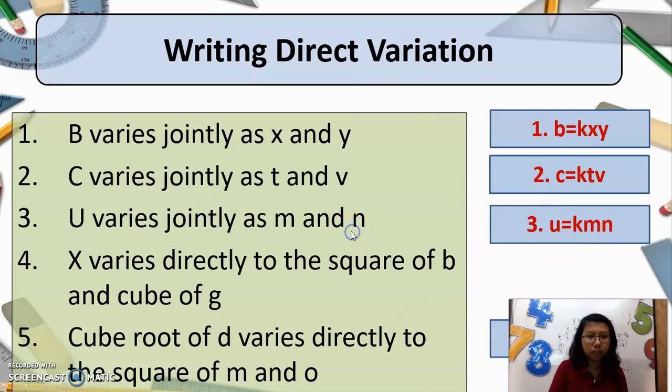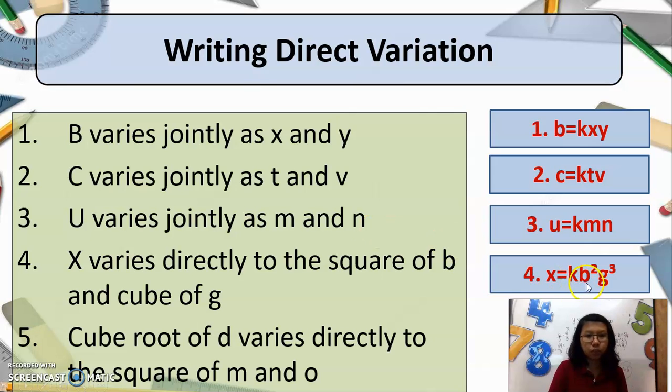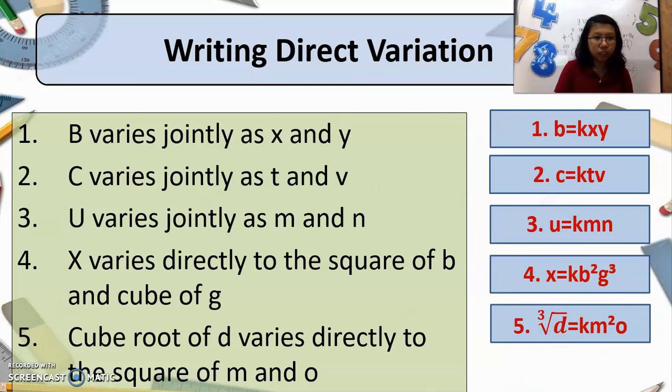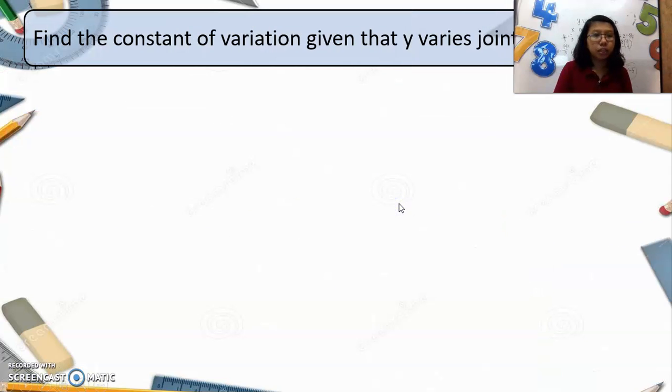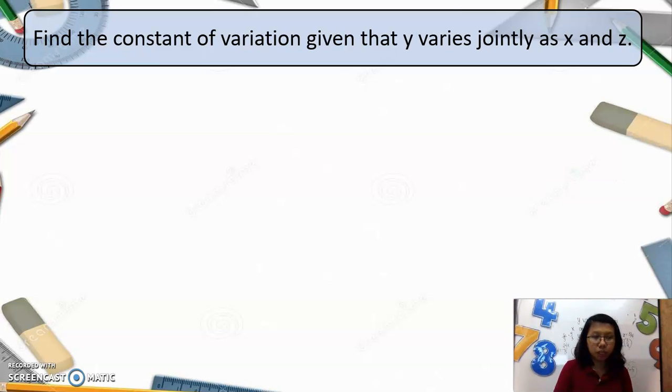And the next one, x varies directly to the square of b and to the cube of g. So square means b squared, and then cube will be g cubed. And the last one, cube root of t varies directly to the square of m and o. So it will be cube root of t equals k m squared times o. Okay. Next topic, let's have the computation.